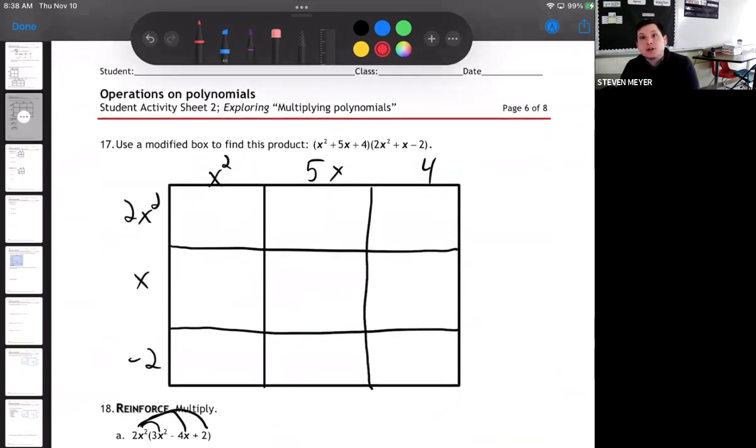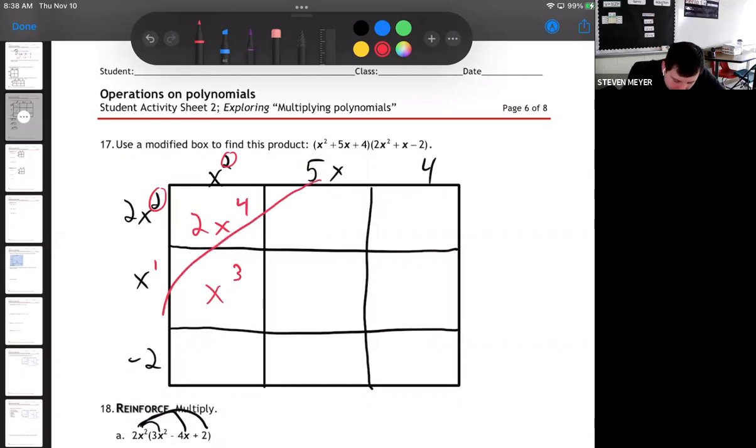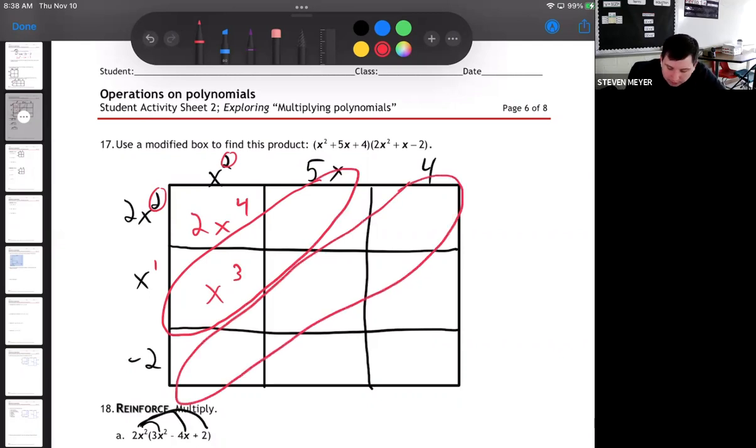Same thing here, again, another modified box because it's 3 by 3. And again, remember that you're adding the exponents together. So 2x squared times x squared is 2x to the power of 4. And when we have just regular x to the power of 1 times x squared, x to the power of 3. And remember that what you're looking to do at the end is to combine the like terms. And if you did it correctly, your like terms should be these ones that are diagonal to each other.